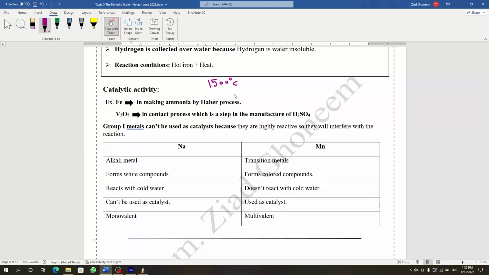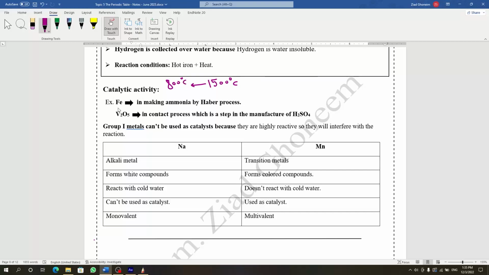And it's really hard to provide that amount of energy. And if you could provide that amount of energy, it will be very expensive, and the final product from your reaction will be expensive as well. So we use a catalyst to lower that energy. Like if we add a catalyst to such a reaction, the energy will be something like 800 degrees Celsius, which is way less than 1500.